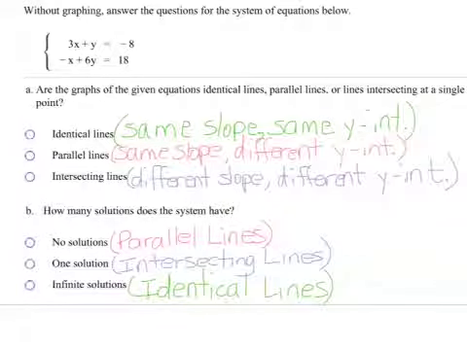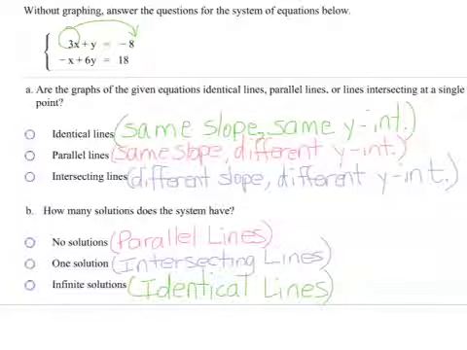Okay, intersecting lines have both different slopes and different y-intercepts, and those will only cross at one point. So those intersecting lines have one solution. So to really be able to tell whether these lines are parallel, identical, or intersecting, we're going to have to know the slopes and y-intercepts to compare the two. And once we know the slope and y-intercept, we'll know what kind of line they are. To be able to tell what the slope and y-intercept are, we're going to have to get y by itself on both of these equations.